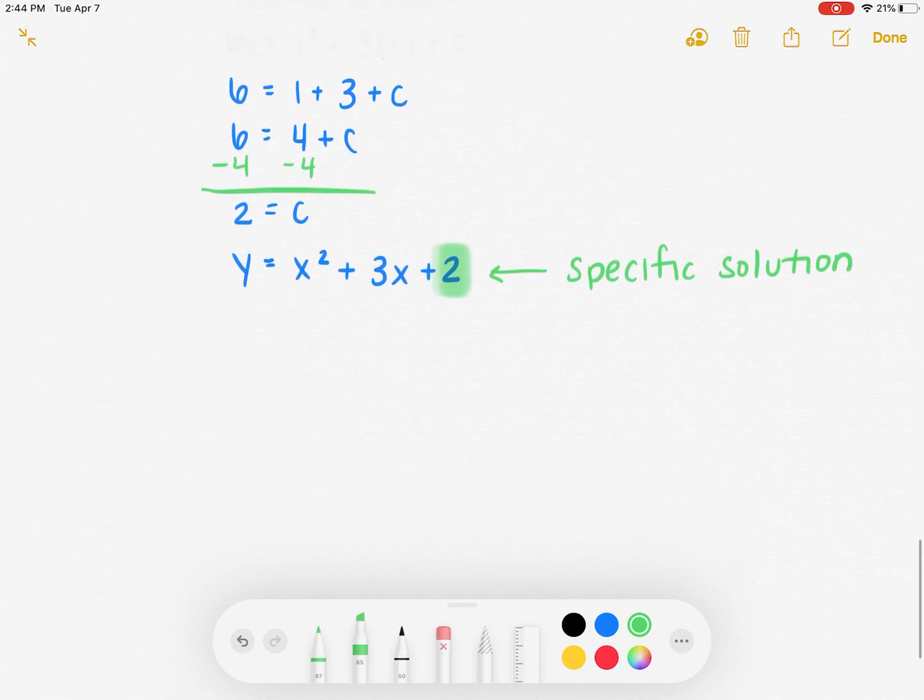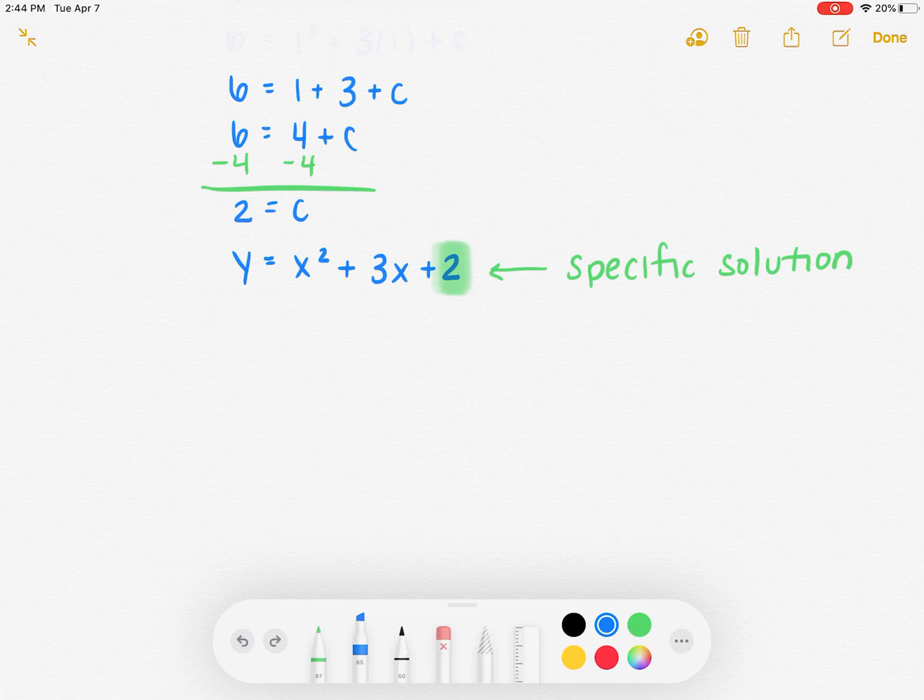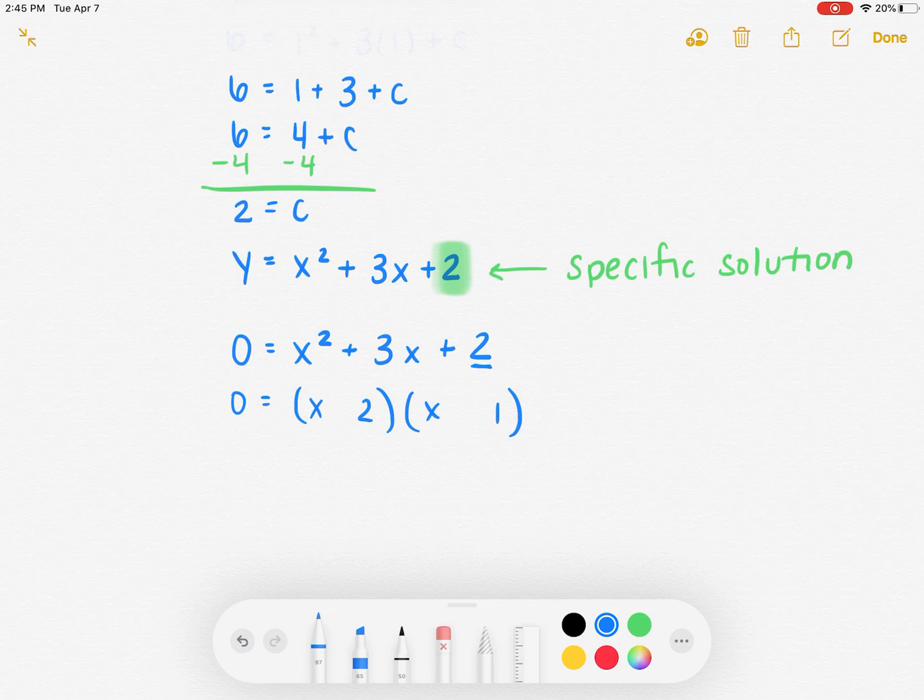So that tells me I'm going to go back down to my equation and replace y with 0 and solve for x. Now I notice that this is an x squared right away. I'm going to have to factor it in order to solve. So I ask myself what multiplies to 2 and adds to 3: positive 2, positive 1. Then I get 0 equals x plus 2, and 0 equals x plus 1.